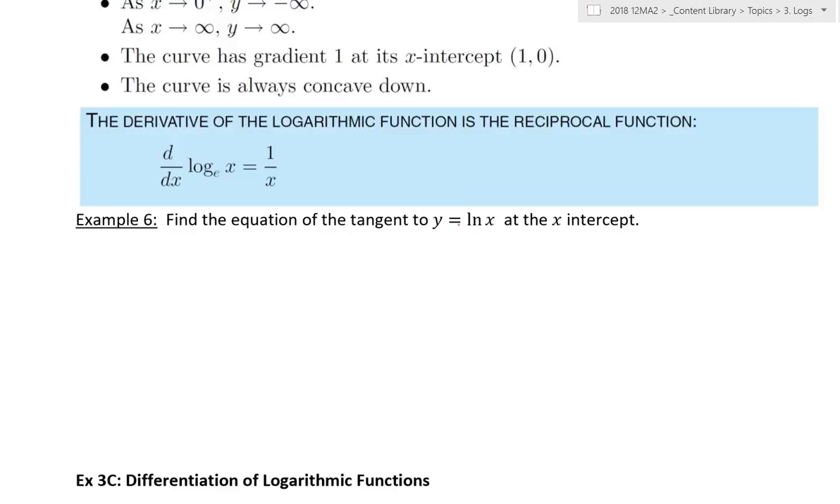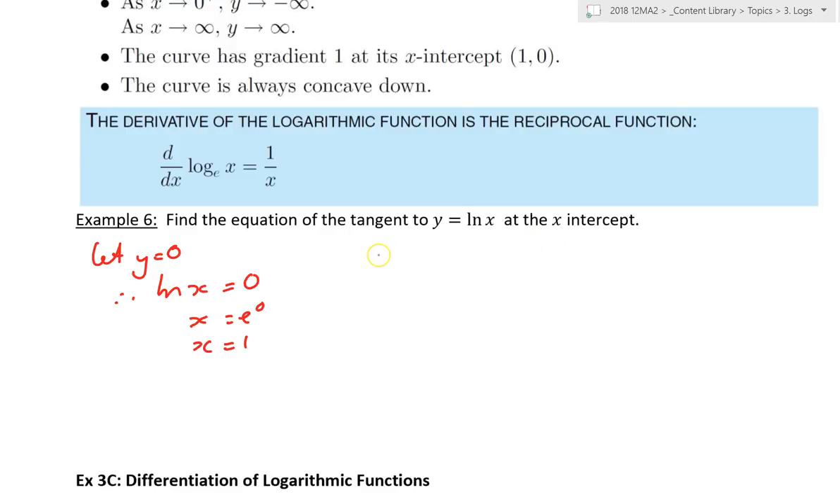So I'm going to find the equation of the tangent. We know the x-intercept is at 1, but I suppose we should prove that. We're going to say let y equal 0. Therefore, the log of x equals 0. Now we sort of undo that log by raising both sides to the power of e. e to the log x is x. So I get x equals e to the 0, x equals 1. Okay, so the x-intercept is when x equals 1.